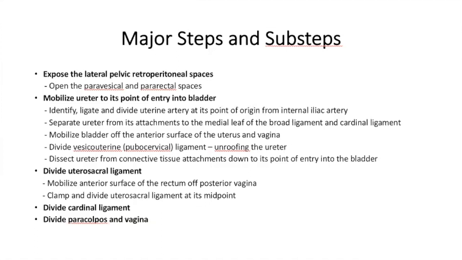bladder. The third major step is division of the uterosacral ligament, and its substeps are mobilization of the anterior surface of the rectum off of the posterior surface of the vagina, and then clamping and dividing the uterosacral ligament at its midpoint between the sacrum and the back of the vagina and uterus. The fourth and fifth major steps are division of the cardinal ligament and division of the pararectal and vagina. So now we'll go through these steps and major steps.